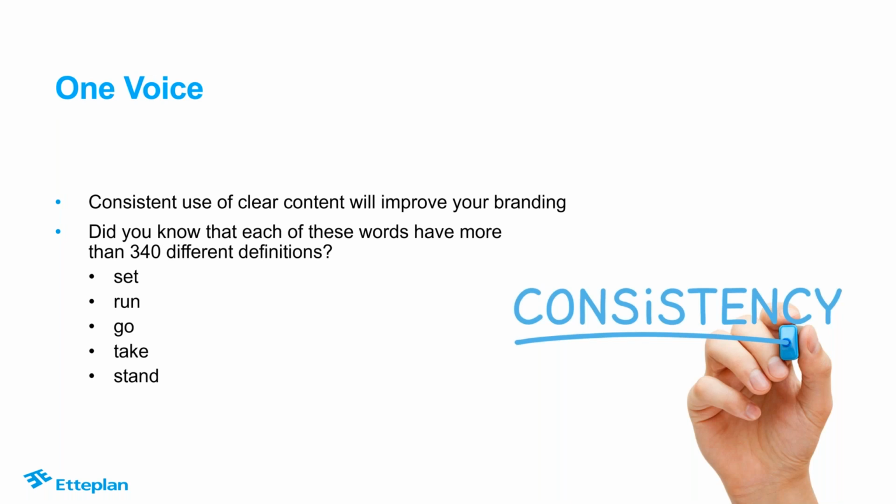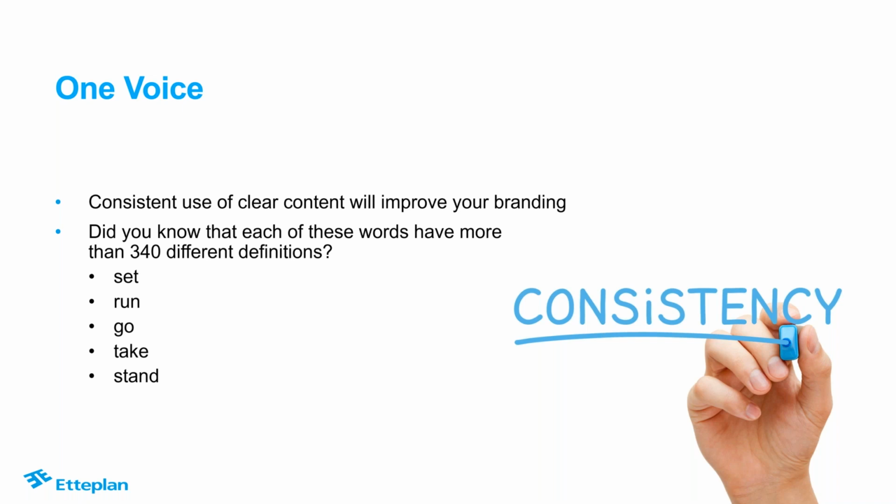One voice, I mentioned. The use of consistent and clear content will improve your branding. If you buy a product and you want to know how to use it, and the manual that came with it is very big, lengthy, badly written, and can be misunderstood, it's going to make your product look bad, even though you may have a fantastic product. So create one voice, improve your branding, and look at words like set, run, go, take, and stand. Every single one of them has more than 340 different definitions. Can you believe that? So it's also about consistency.